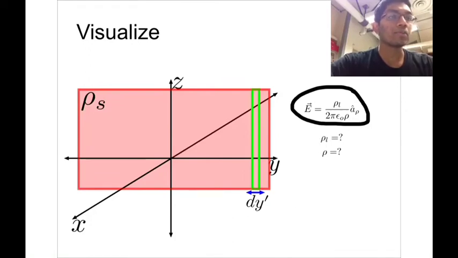Also, another observation to make is this is for just one line, and over here what we're doing is making lines that are infinitesimally thin with respect to the y-axis in this case. So we won't just have an E, we'll have a dE to think about. Let's try finding rho L and rho now.